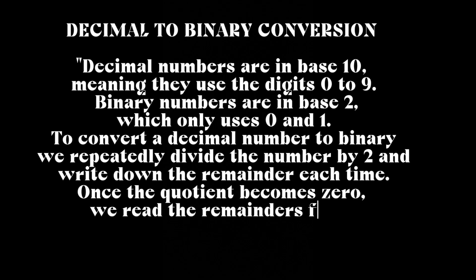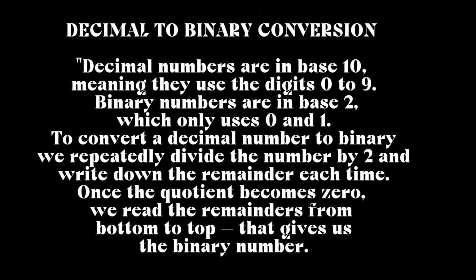Next, decimal to binary conversion. Decimal numbers are in base 10, meaning they use the digits 0 to 9. Binary numbers are in base 2, which only uses 0 and 1. To convert a decimal number to binary, we repeatedly divide the number by 2 and write down the remainder each time. Once the quotient becomes 0, we read the remainders from bottom to top. That gives us the binary number.